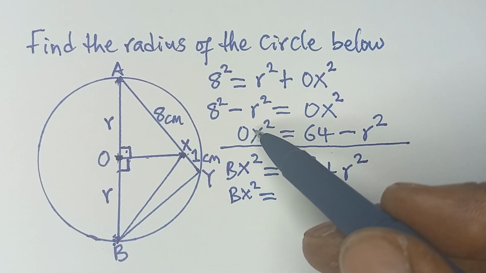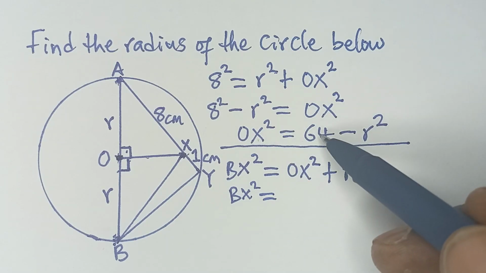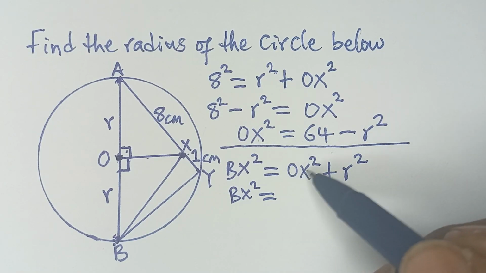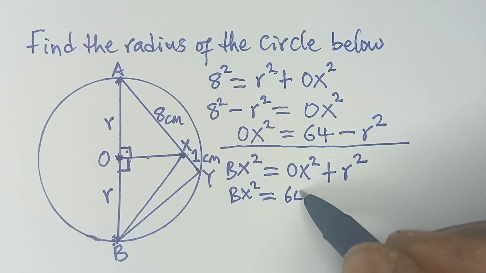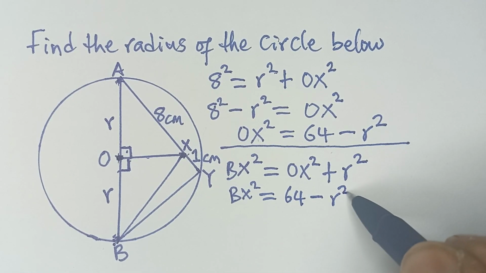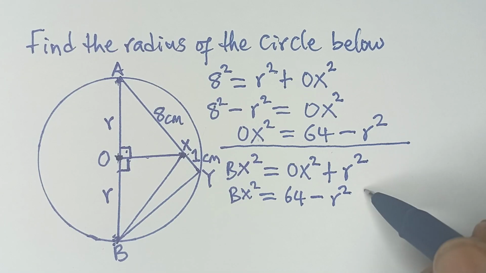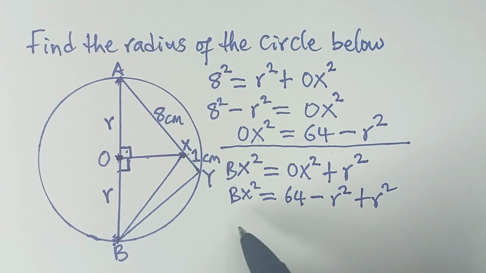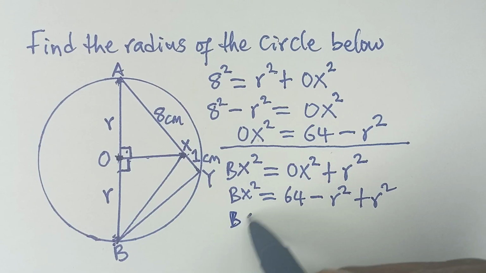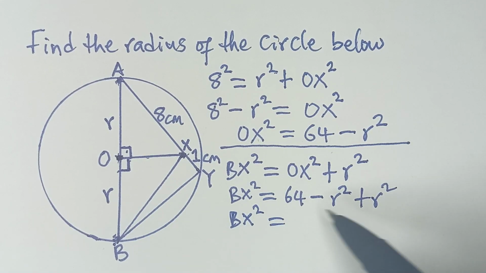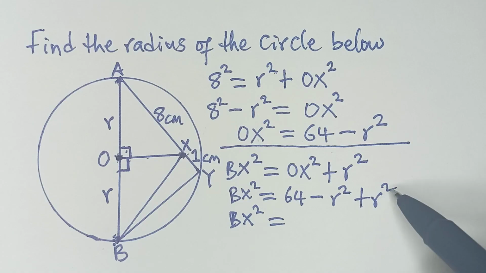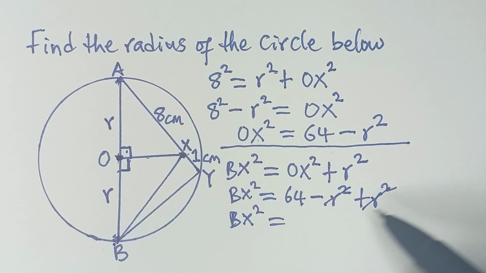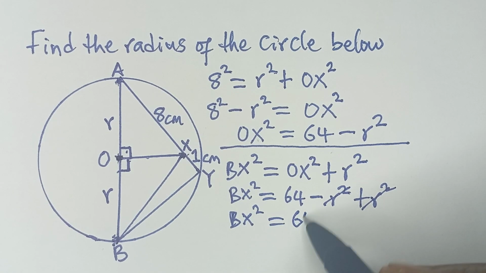But from this first solving that we did, OX square is 64 minus R square. So in place of OX square, I'm going to write 64 minus R square. Then plus the R square that we have already here. So plus R square. So that's BX square. BX square will be equal to, this is negative R square and this is positive R square. So negative R square plus positive R square will cancel each other. So that gives us 0. And then we have 64 left.